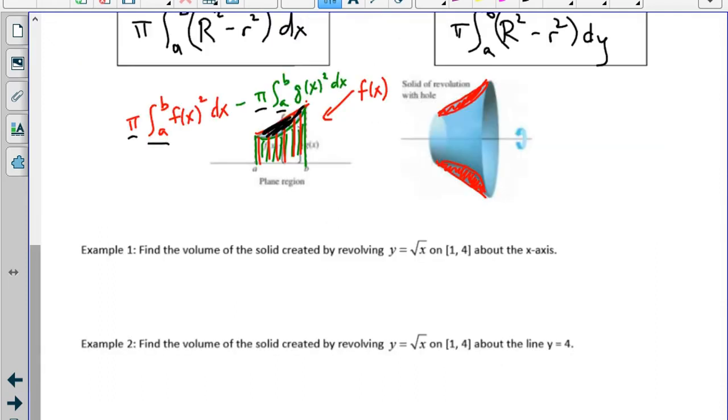All right, now that we did all that, now it's time to do some examples. Find the volume of the solid created by revolving y equals square root of x on the interval from 1 to 4 about the x-axis. So in order to do that, I'm going to try and use as little of my drawings as possible.